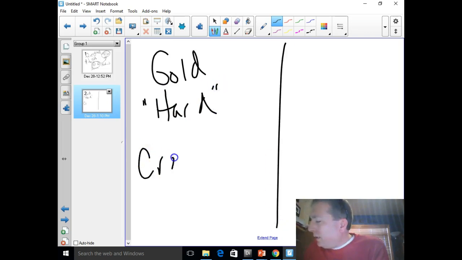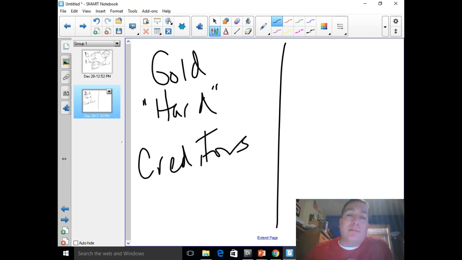These are typically the creditors who want this sort of money. These are the people who have lent out money, and they want to then get money back to them that is in the form of gold or specie.